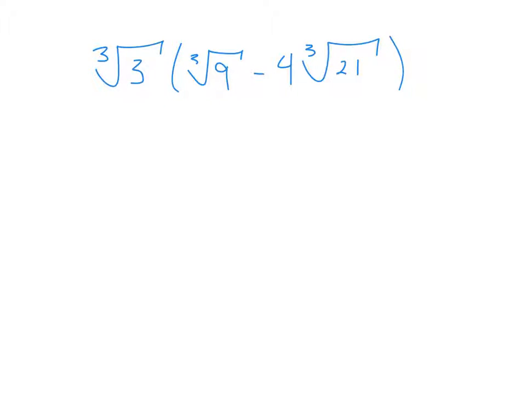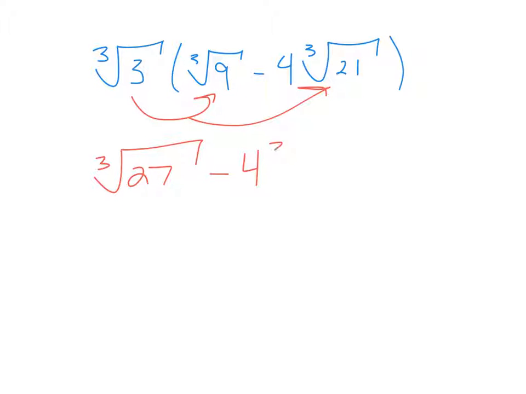What have we done? Multiply, distribute. So what's the first one become? Cube root of 27. Okay, well don't forget about the 4. 4 cube root of 63. So can we simplify any of that?